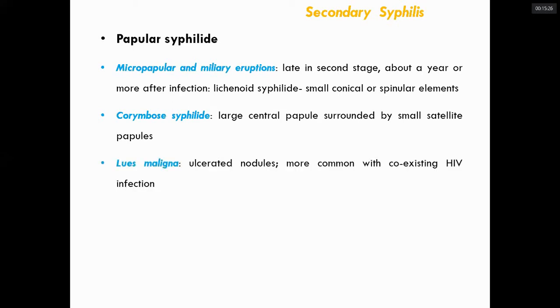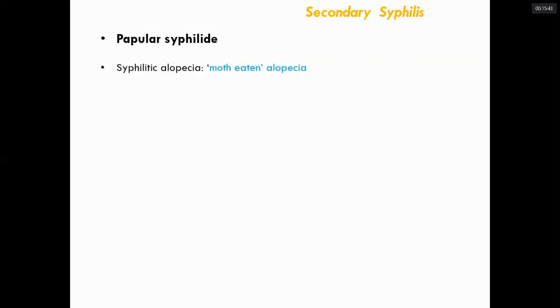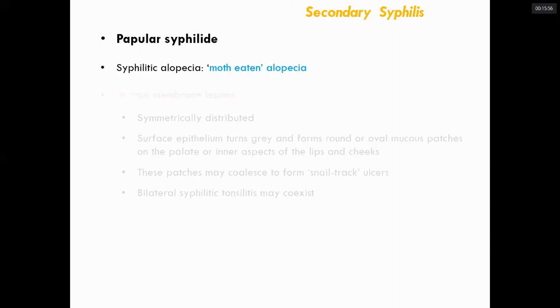And there can be lues maligna. In lues maligna, there are ulcerated nodules. These are mostly seen in patients with HIV infection. You can see these are lues maligna lesions of secondary syphilis. These are ulcerated lesions seen in case of HIV. And in other areas, apart from the skin, in the hair, there is moth-eaten alopecia, that is patchy alopecia.